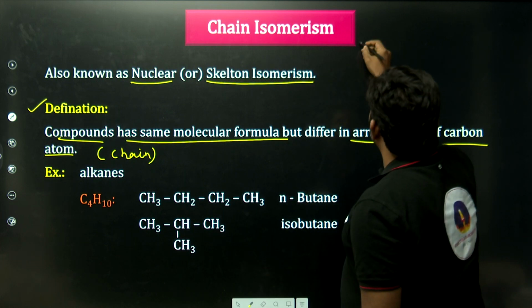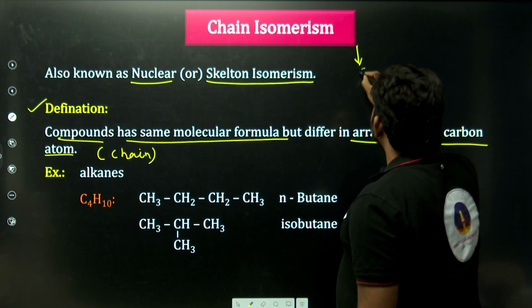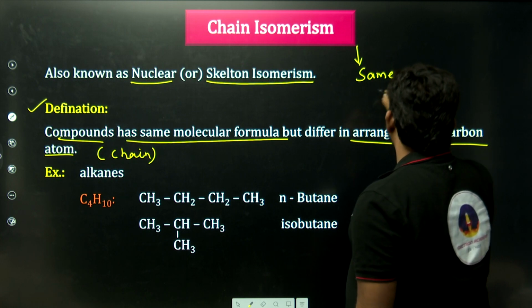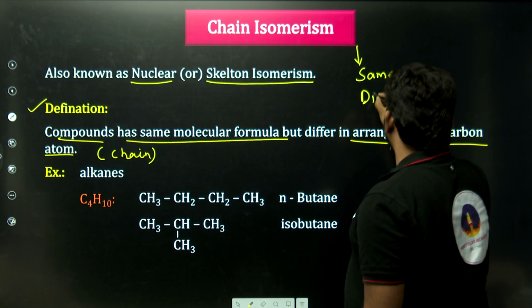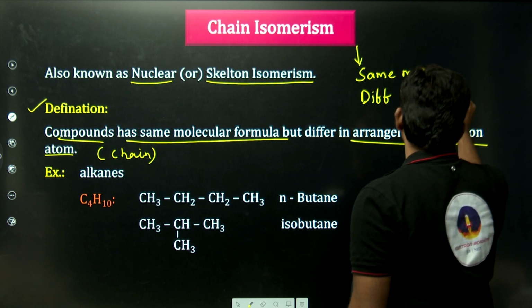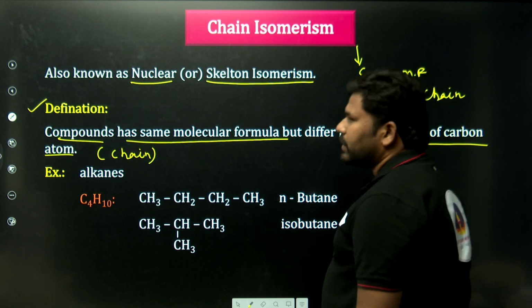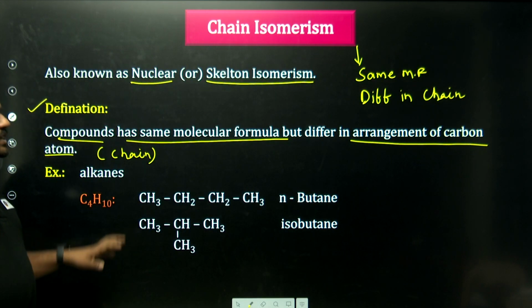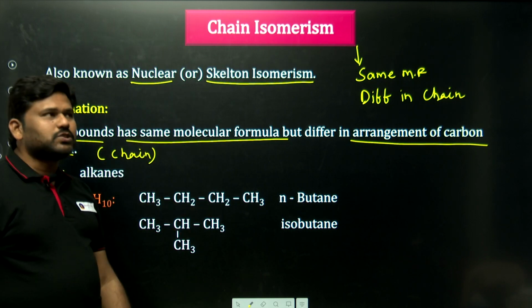Same molecular formula, MF means molecular formula, but different in chain, the carbon chain. So these are called the chain isomers, and this phenomenon is called chain isomerism.